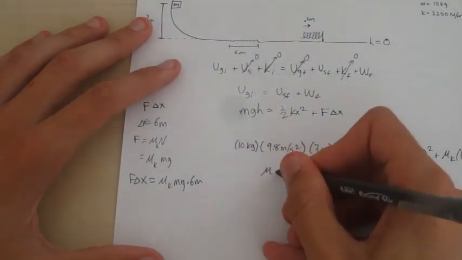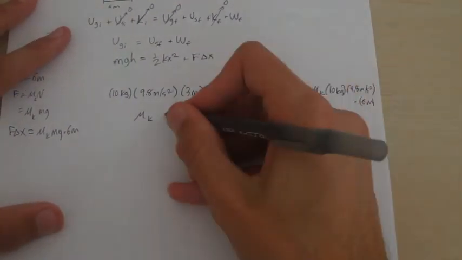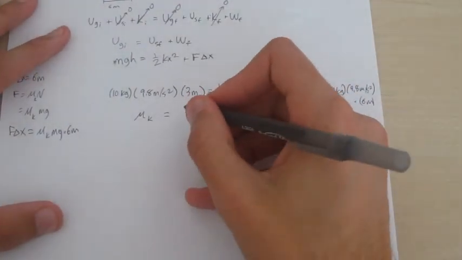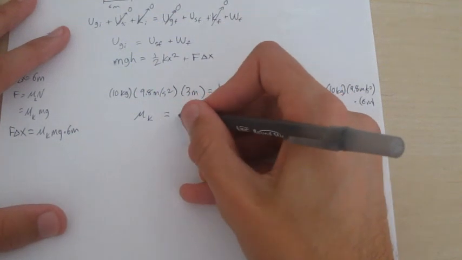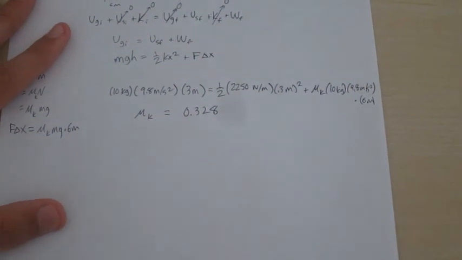When you move everything around, you end up getting the coefficient of kinetic friction is 0.328. And that's it.